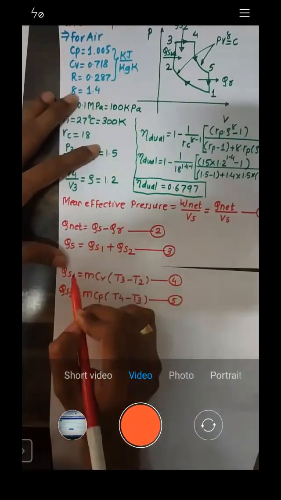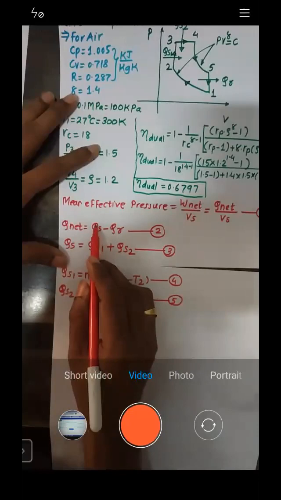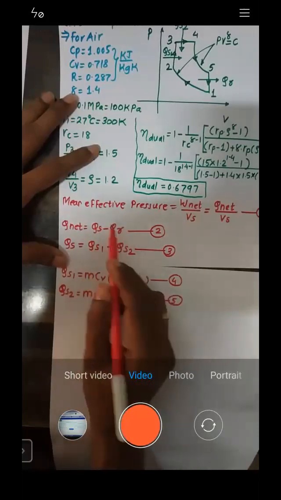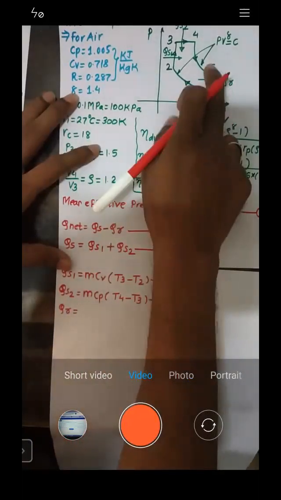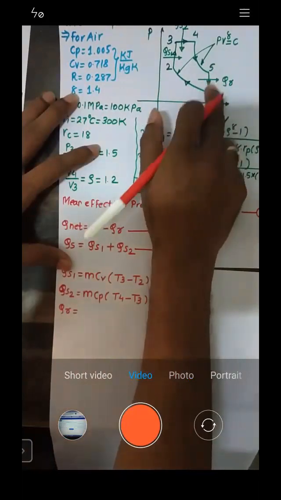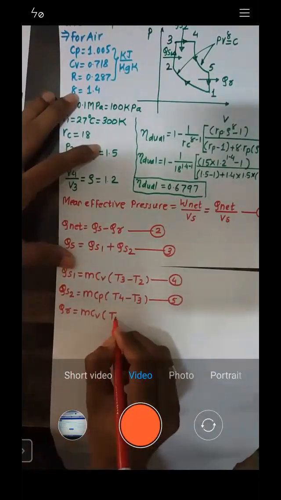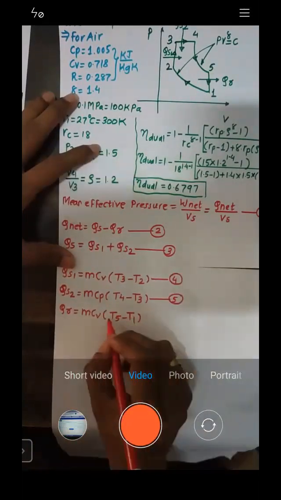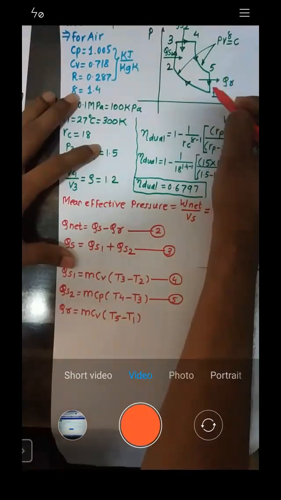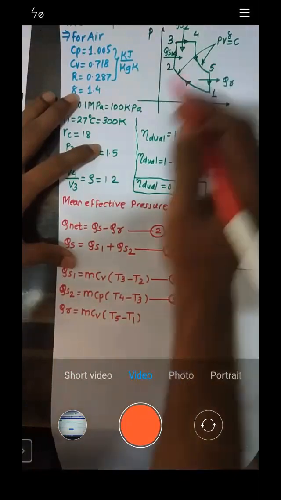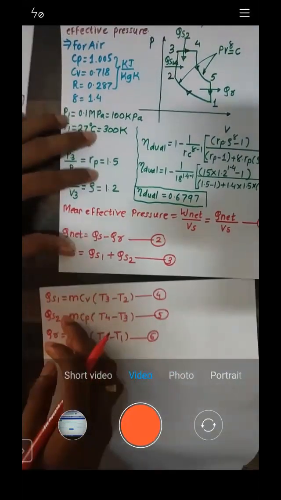We will calculate QS2, and when we add these we will get QS. Then we should know QR. How to calculate QR now? Heat is rejected during process 5 to 1 at constant volume, so the formula is M into CV into T5 minus T1. When heat is rejected, temperature T5 will decrease to T1, so obviously T5 is greater than T1. Let me call this equation number 6.